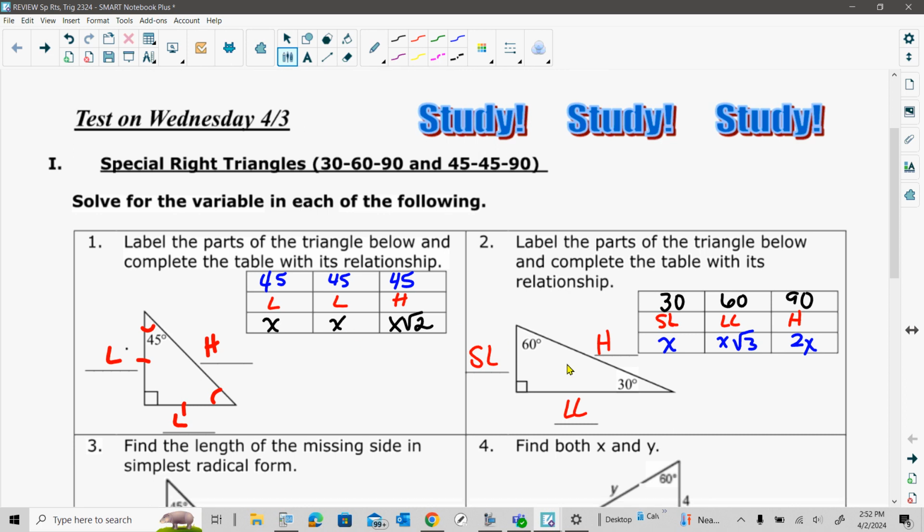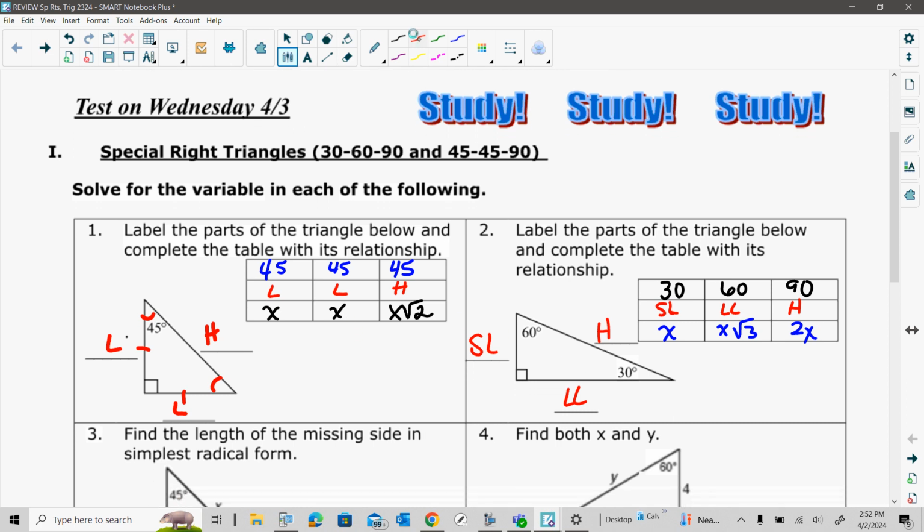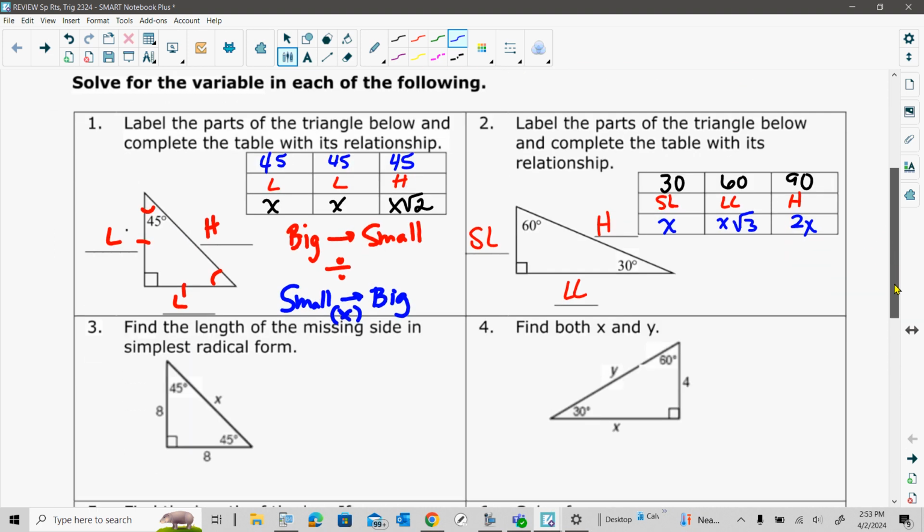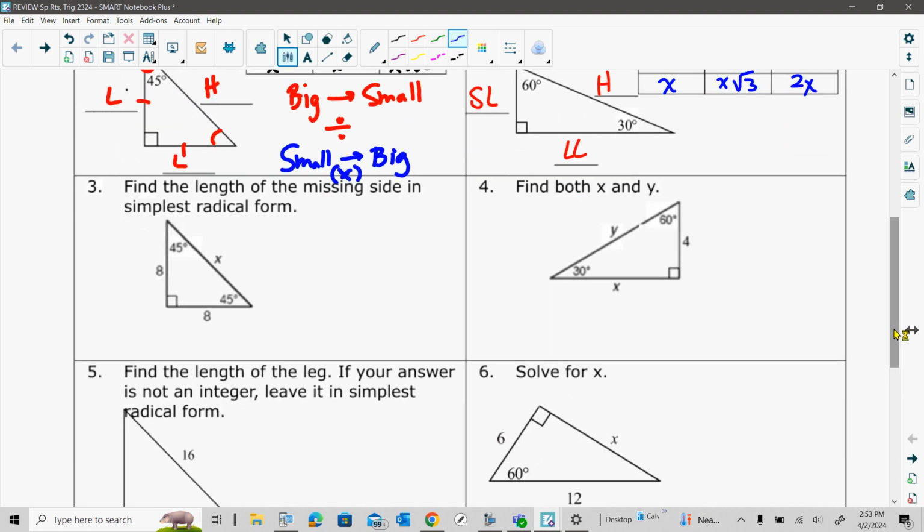One of the key components on this is to remember that if I'm going from the big side to a smaller side, that means you're going to divide, okay? Versus if I'm going from small to big, you're going to multiply. A little multiplication symbol there, okay? So we did this in class, this page. We went over it just to kind of recap.